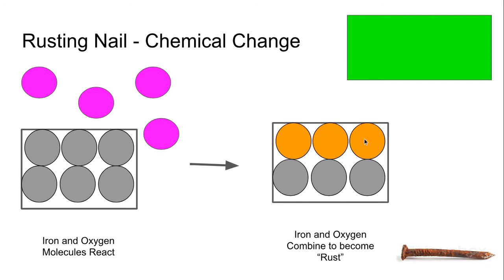And so we can see that here, that these gray molecules that were on the outside here of the nail suddenly became orange. There's something new. They're no longer iron. They're no longer oxygen. They're a combination of the two, making this a chemical change. I've changed this substance, and the only way to make it go back is by going through another chemical reaction.